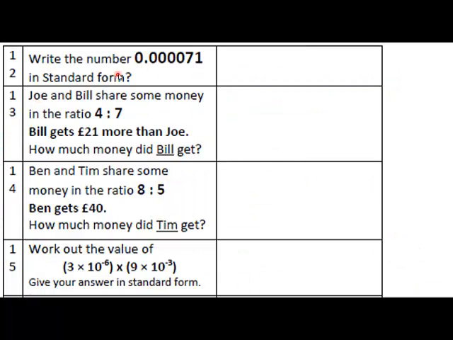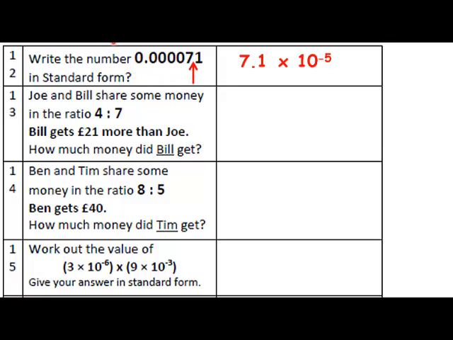Question 12. This is a tiny number, so I know when I write it in standard form, the power of 10 is going to be negative. So I'm going to put the decimal point between the 7 and the 1. So it's going to be 7.1 times 10 to the power of. I'm going to move the decimal point 1, 2, 3, 4, 5 places. So it's 7.1 times 10 to the minus 5.